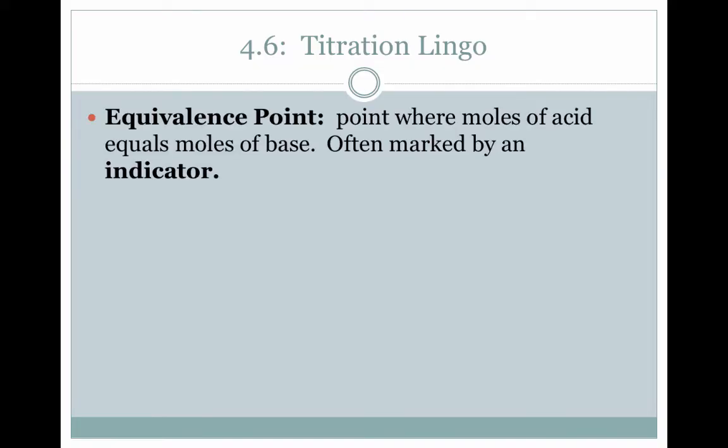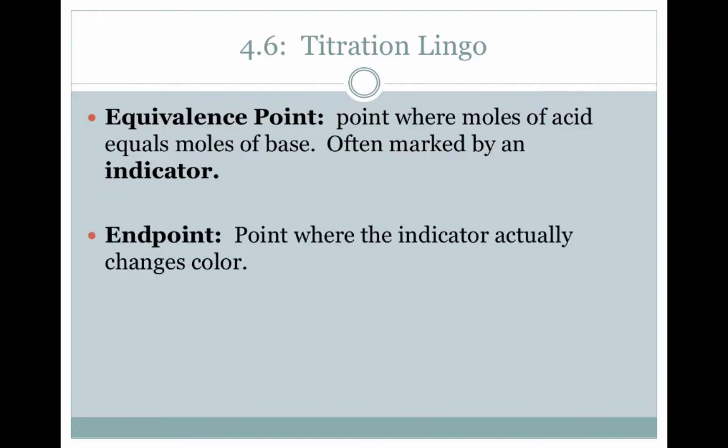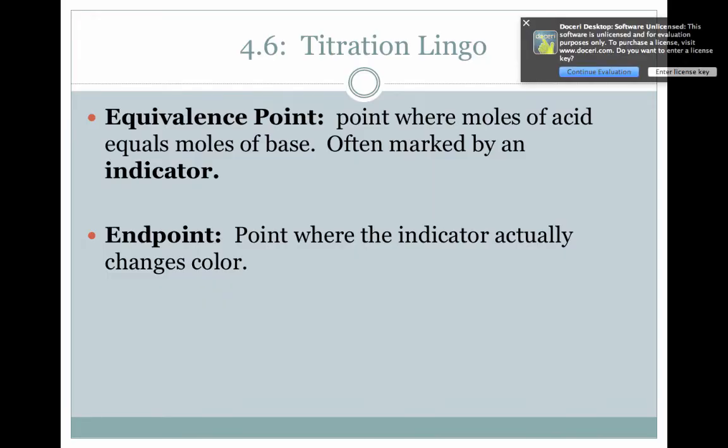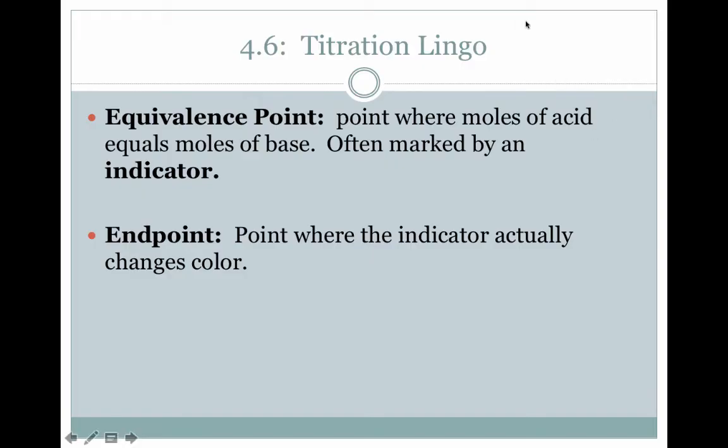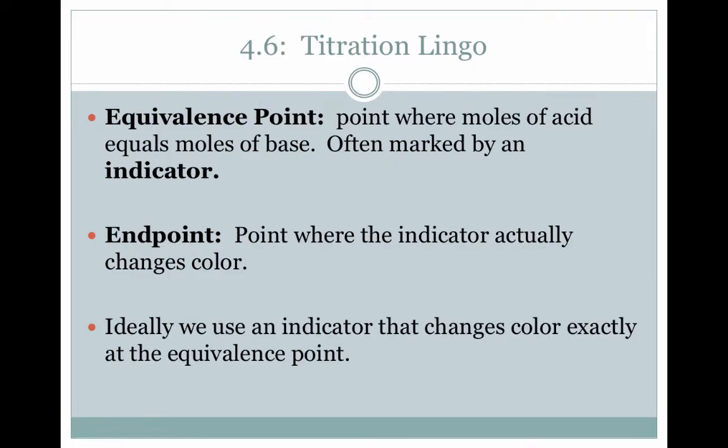First, we have the equivalence point. The equivalence point is the point in the titration where the moles of acid are stoichiometrically equal to the moles of base. This is often marked by an indicator, which changes color. The end point of a titration is the point where the indicator actually changes color. Since indicators usually change color once the amount of acid or base has been exceeded, this will happen just slightly after the actual equivalence point. Ideally, we use an indicator that changes color exactly or as close as possible to the equivalence point. This will signal the end of our titration.